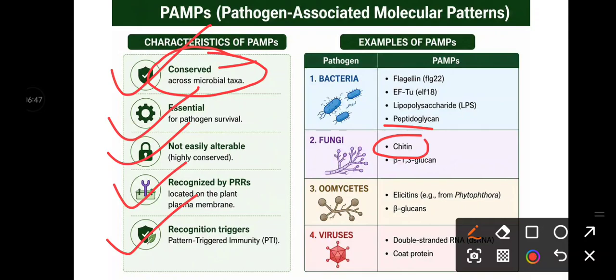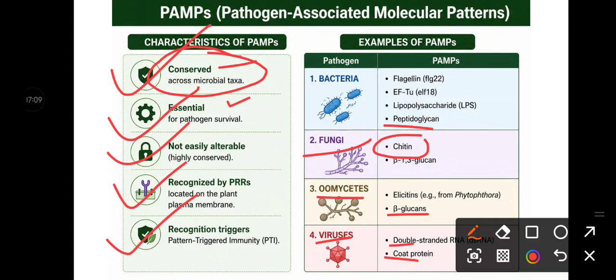See, chitin is particular for the fungi. Then oomycetes contain beta glucan. Viruses contain coat protein, double-stranded RNA or DNA or any nucleic acid. So these are the conserved things. Without that particular molecule, the pathogen can't survive.